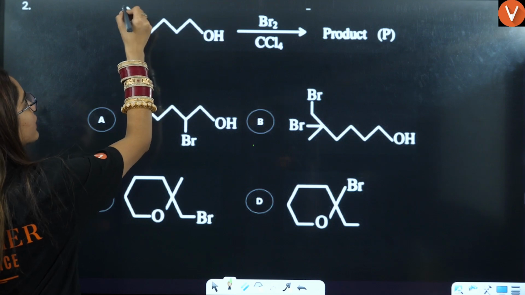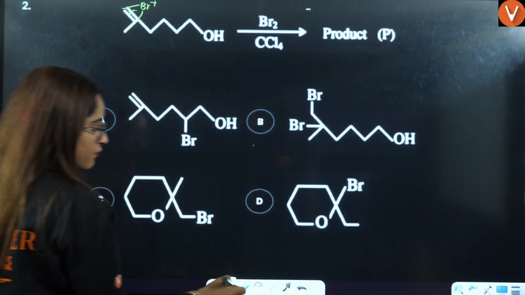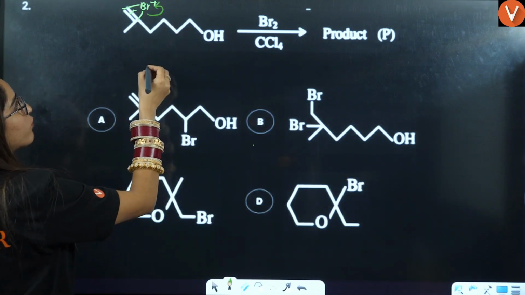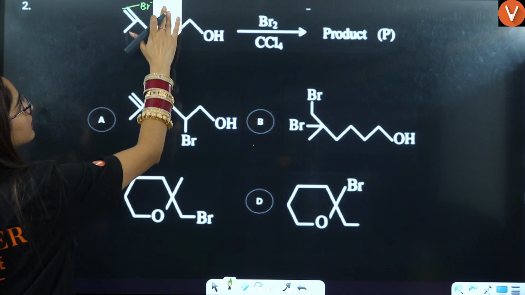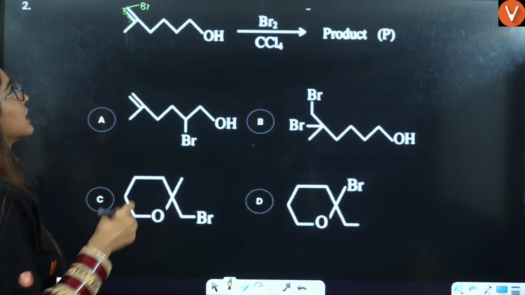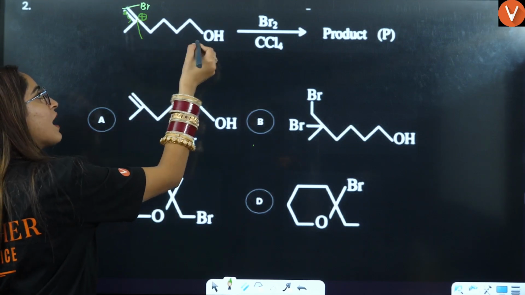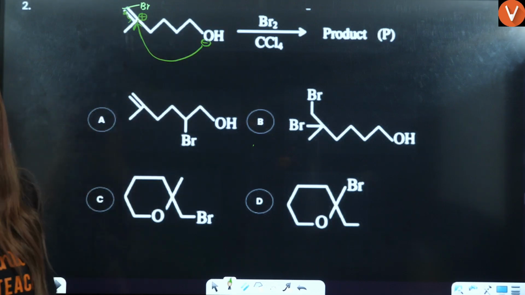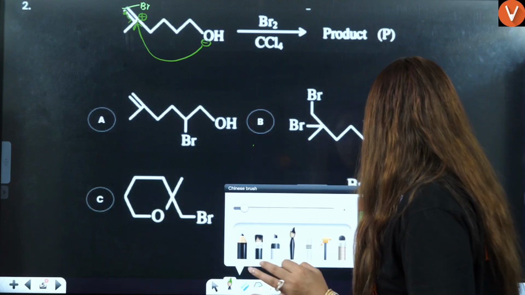The pi bond will break here and here you will have Br and here you will have Br. This is positive. Right? Now the electrons will jump here. Then this Br will be as it is. This pi bond is already not there. Right? Now here you will have the positive, and this negative will attack here and form a cyclic structure. Right? That is why this question becomes very important.